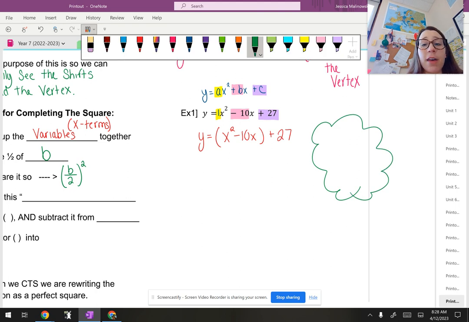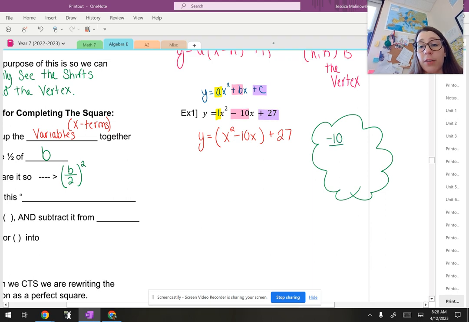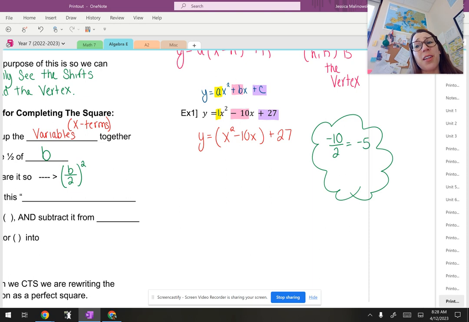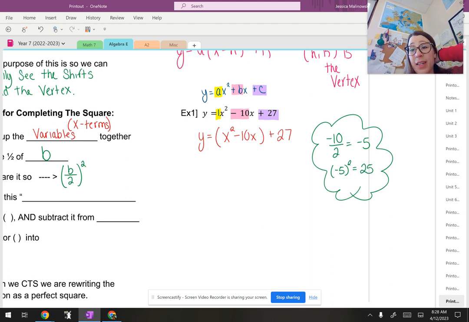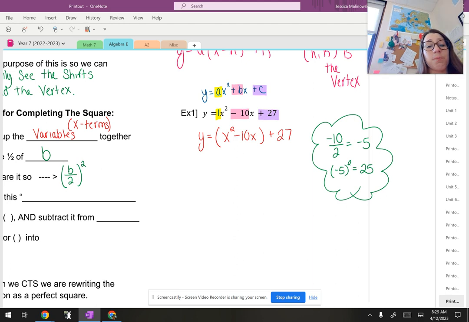Anywho, so my b value here is negative 10. Remember to keep that sign with it. So negative 10 divided by 2 is negative 5. I know I can do that in my head, and I know most of you can also, but there's a reason that I'm writing that out. That negative 5 is going to come back to help us later. Make sure you're putting this in parentheses when you're squaring it to get a positive 25. If you put negative 5 squared without the parentheses into your calculator, it is going to give you back a negative 25, which we know is not true. You need to have those parentheses.